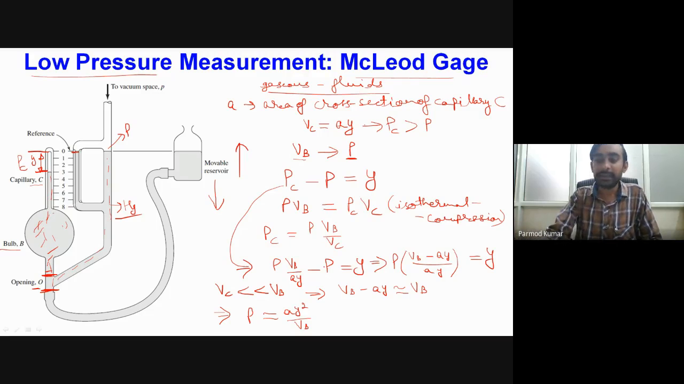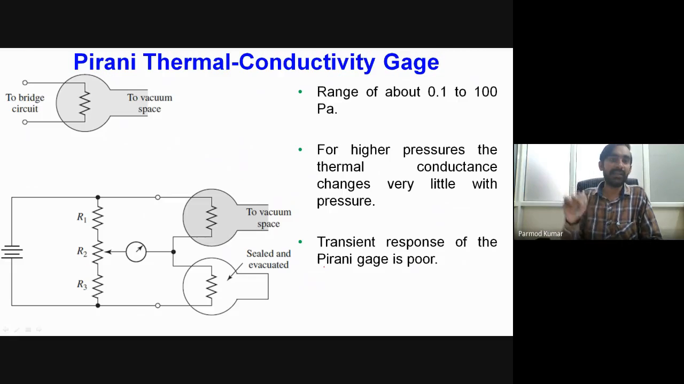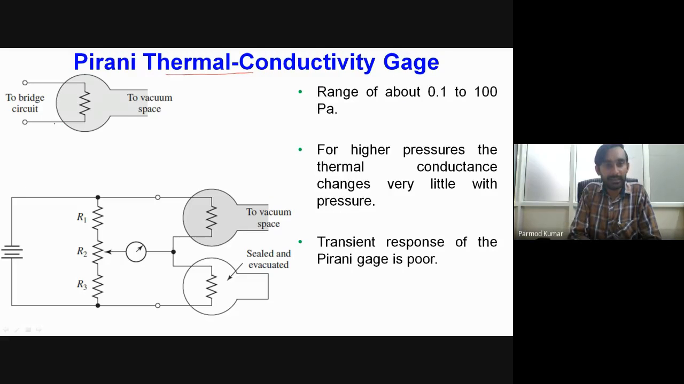Okay. Then let us try to see another type of pressure measurement device. This particular type of gauge is known as the Pirani thermal conductivity gauge. In this case, we consider a tungsten or platinum filament over here, and we heat this filament. Okay, and this filament is enclosed in some chamber, and we connect that chamber to our vacuum space for which we want to measure the value of the pressure.